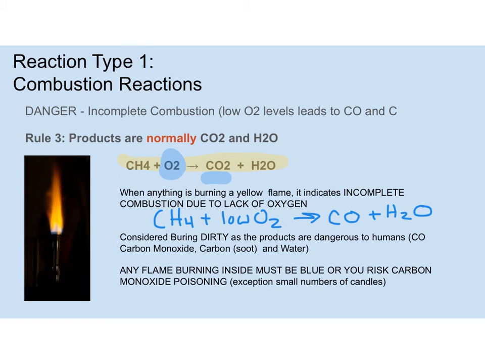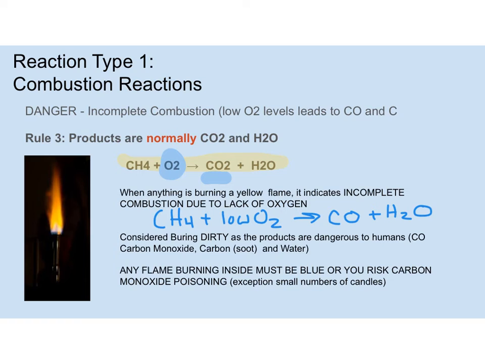This is a very, very dangerous gas, and it comes off whenever you see a yellow flame, which is why we should never have yellow flames inside. You should never have a yellow flame inside your house, because if you do, you're producing carbon monoxide, and that can build up and eventually poison your family and potentially kill them. Now, there are some exceptions, like a candle. If you have a few candles going, they're going to have yellow flames, but they're not going to produce high enough levels. But if you had 100 candles in your house, all burning, then you would be running a risk of carbon monoxide poisoning.